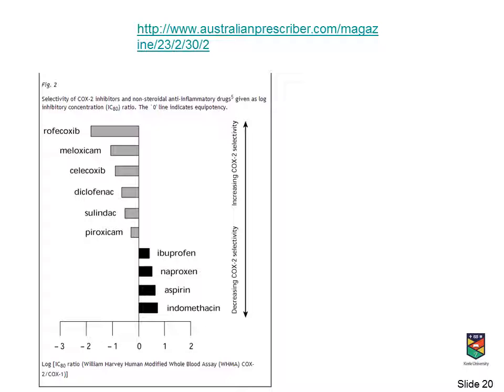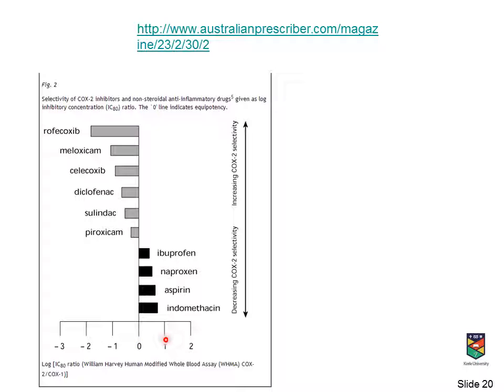So a log of 1 is 0. So 1 means the drug binds to COX-1 and COX-2 with equal IC50s, because one IC50 divided by the other IC50, the IC50 is the same. That's 1, and the log of 1 is 0. So 0 means that the drug binds to COX-1 and COX-2 equally.